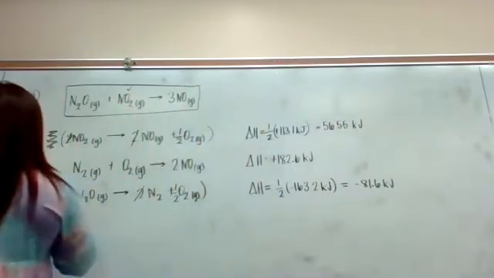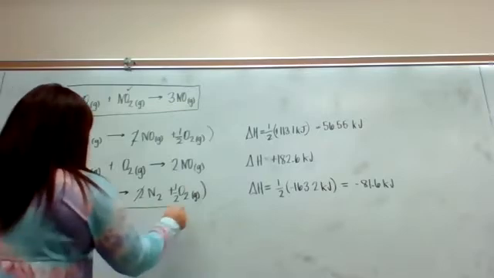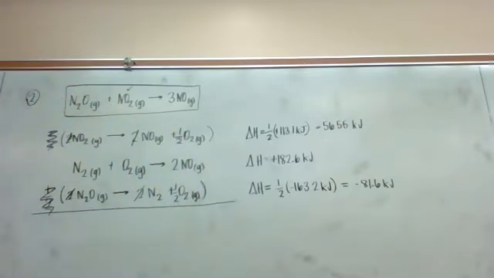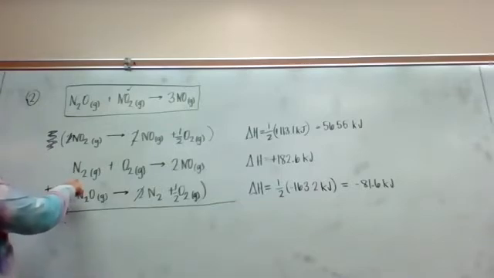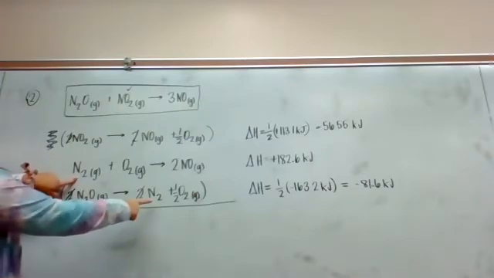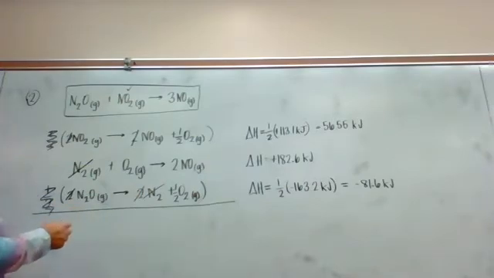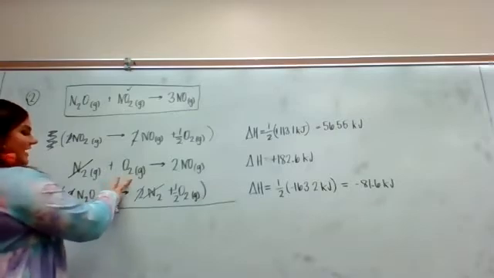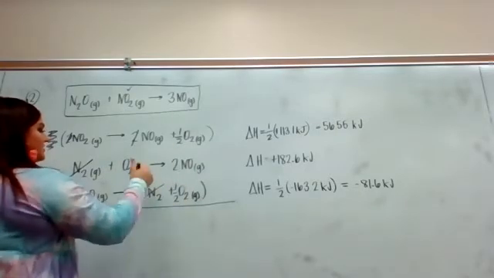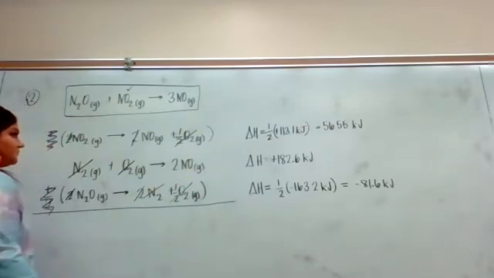Okay, now we need to add these three equations up to make sure that everything that we don't need cancels. I don't need this N2 because it's a reactant here and a product here. Those cancel out. I don't need this O2. Well, I have one of them as a reactant. I have 2/2 as a product, so all of those cancel. Okay, everything else I need, so I bring it on in.